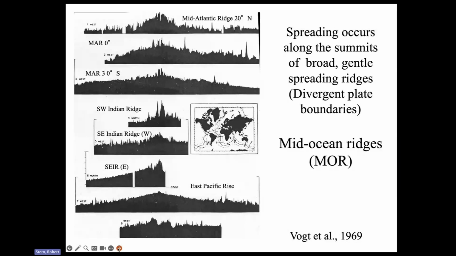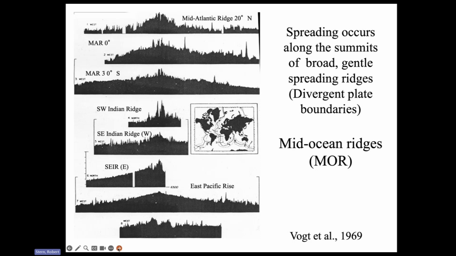All right, so what we now understand is that spreading occurs along the summits of broad, gentle spreading ridges. These are also called divergent plate boundaries. They're called mid-ocean ridges, although the only ridge that's really in the middle of the ocean is the one in the Atlantic, and to a certain extent, the one in the Indian, whereas it's not in the East Pacific. So there it's called the East Pacific Rise.